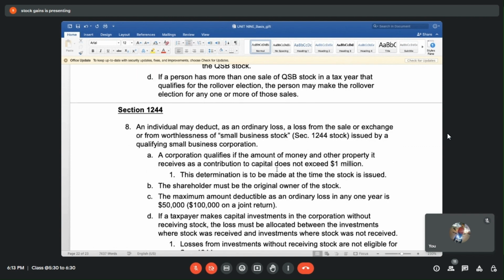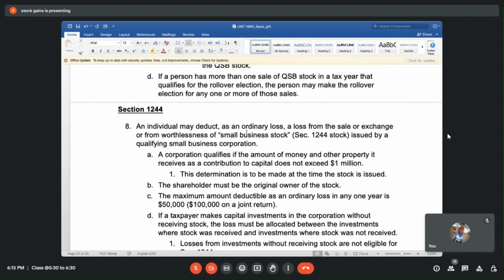Section 1244 also could be a bit confusing, so we'll just touch base on it a little bit. We'll not dive too much into it. What they're saying is, an individual may deduct as an ordinary loss. This is again important. Deducting something as an ordinary loss gives more tax benefit than taking something as capital losses, from the sale or exchange of small business stock issued by a QSBS, qualifying small business corporation. So we can take advantage of that as an ordinary loss.